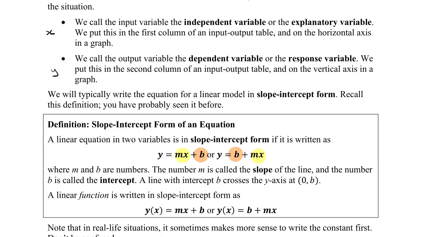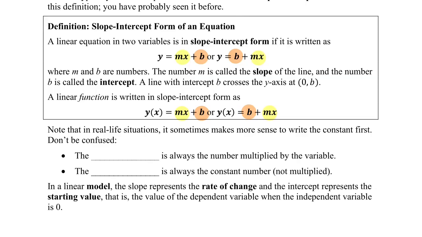We can also write this in function notation. Again, variable term first and then constant term, or constant term and then variable term. In real life situations, often we will find that our intercept, our b value, is some sort of a starting value. So in those cases, it often makes more sense to write the constant first.